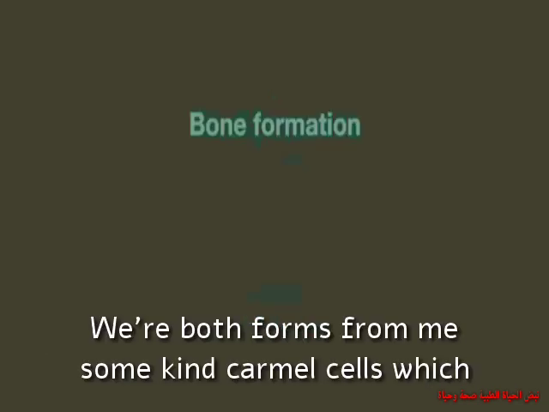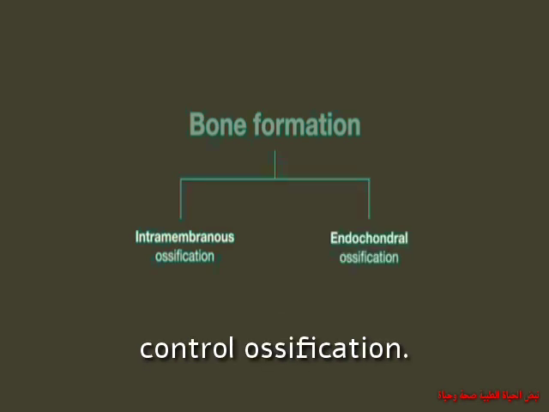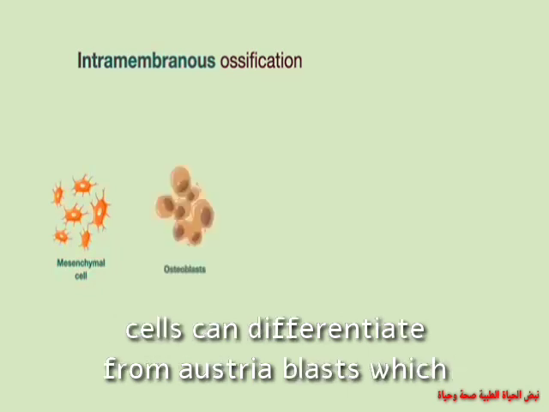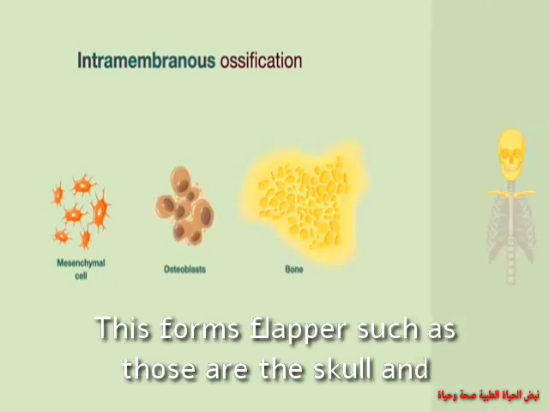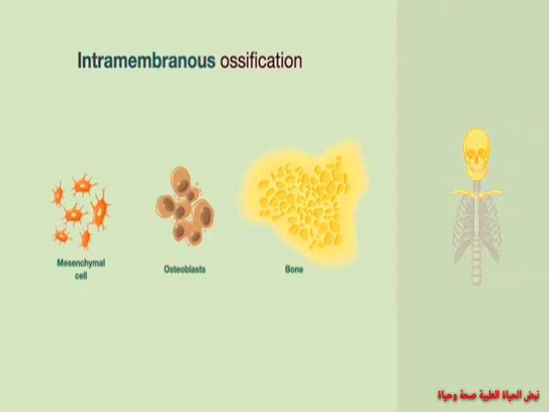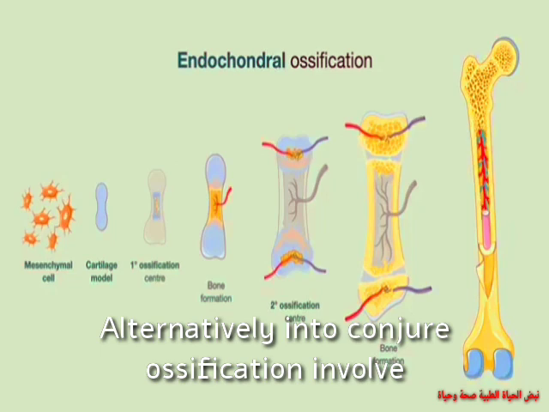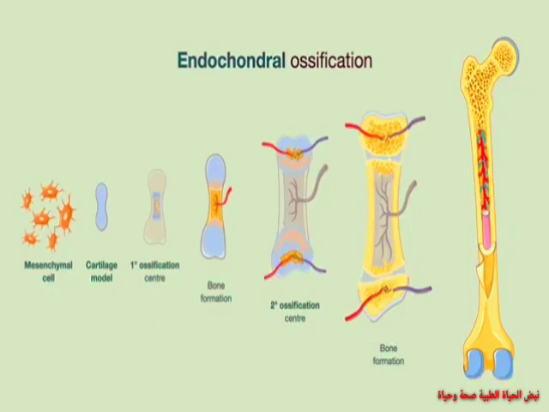All bone forms from mesenchymal cells, which can take one of two pathways: intramembranous or endochondral ossification. During intramembranous ossification, mesenchymal cells can differentiate to form osteoblasts, which then form trabecular and cortical bone. This forms flat bone, such as those of the skull and face, as well as the clavicle. Alternatively, endochondral ossification involves multiple stages prior to the development of bone.